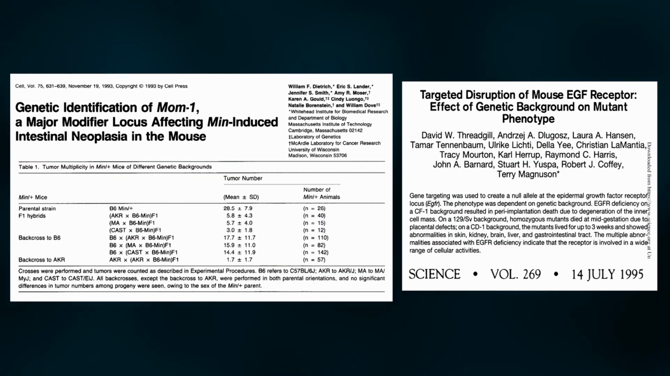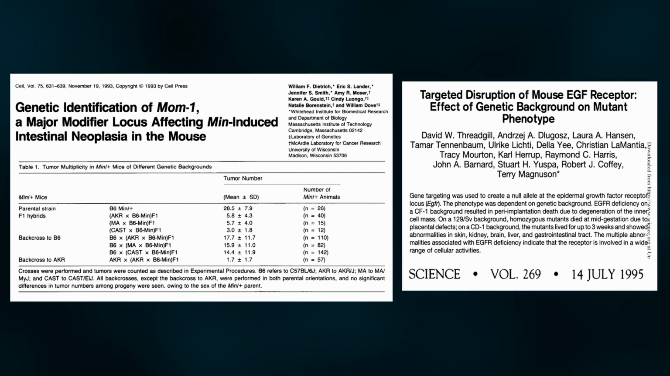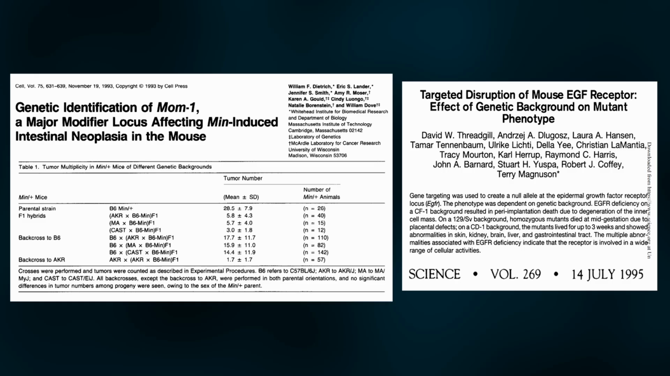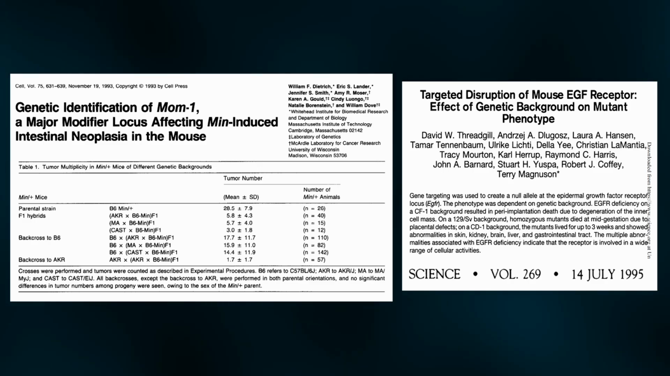From a biological point of view, GQC is critical because genetic background may determine the presence and severity of the phenotype associated with a given mutation or allele. Two early examples published in Cell and in Science are shown here. Hundreds of similar examples have since been reported in the literature and form the basis of modifier mapping studies.